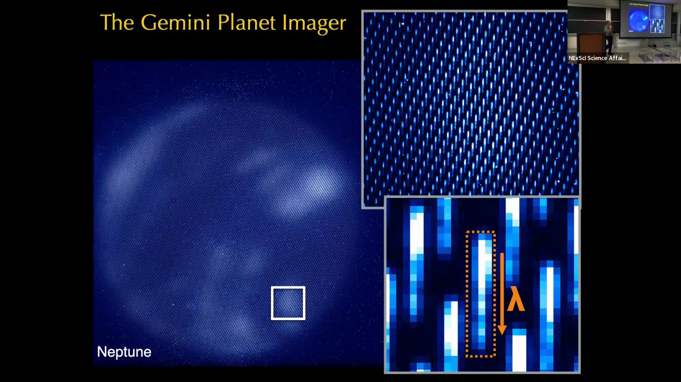And so you can think of an integral field spectrograph one of 2 ways. It makes a spectrum at every single pixel, or it makes a series of images at a series of slightly different wavelength slices.